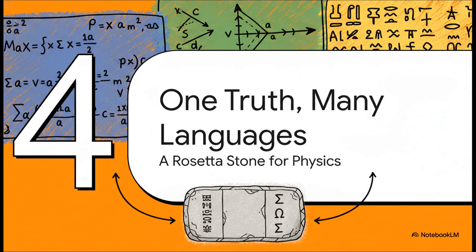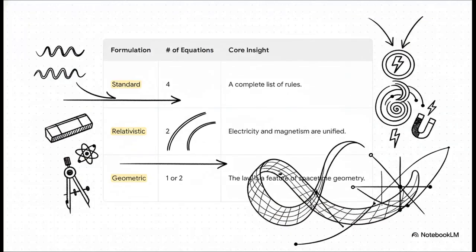Okay, so let's put this all together. We've seen one big idea from James Clerk Maxwell written in 3 totally different ways. You can think of it like a Rosetta Stone for physics, letting us translate between these different levels of understanding. This table really sums up our whole journey, doesn't it? We started with the standard form, the 4 equations. That's your complete list of rules, perfect for engineers. Then we saw the relativistic form, which cut it down to 2 equations and gave us that aha moment, the unification of electricity and magnetism. And finally, the geometric language gave us just 1 or 2 lines that show this law is really a feature of spacetime's geometry.